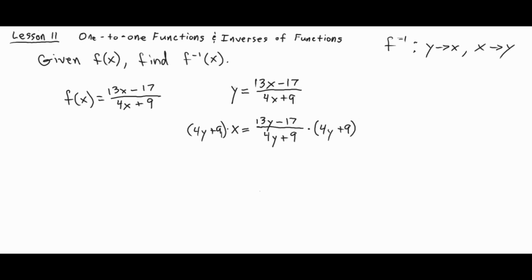Okay. Now over on the right side, all it's going to do is cancel the denominator. That's it. It's not doing anything else. It's just canceling the denominator. So all we have left on the right side is 13y minus 17. Over on the left side, we're going to have to distribute the x. So we have to do x times 4y, which is going to be 4xy. And then we have to do x times 9. So that's going to be plus 9x. And then on this side, we only have 13y minus 17.